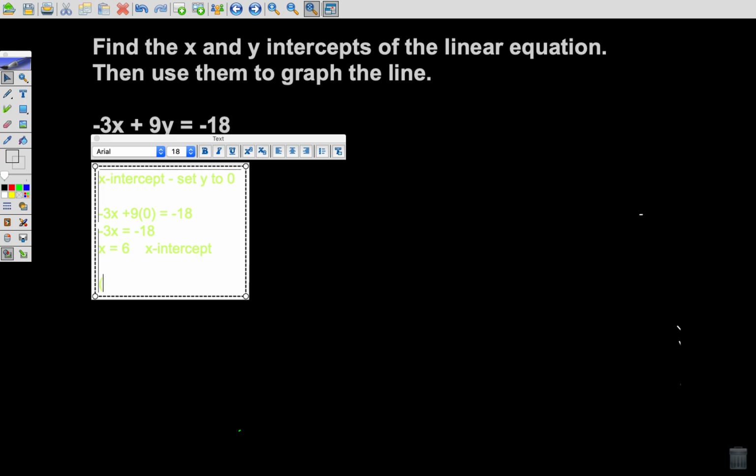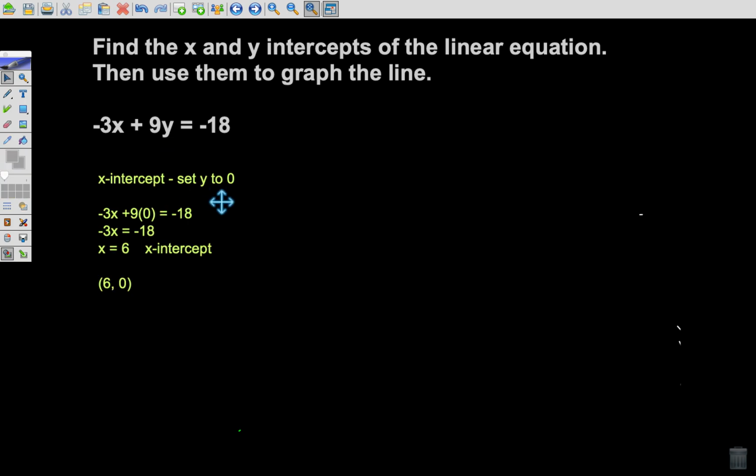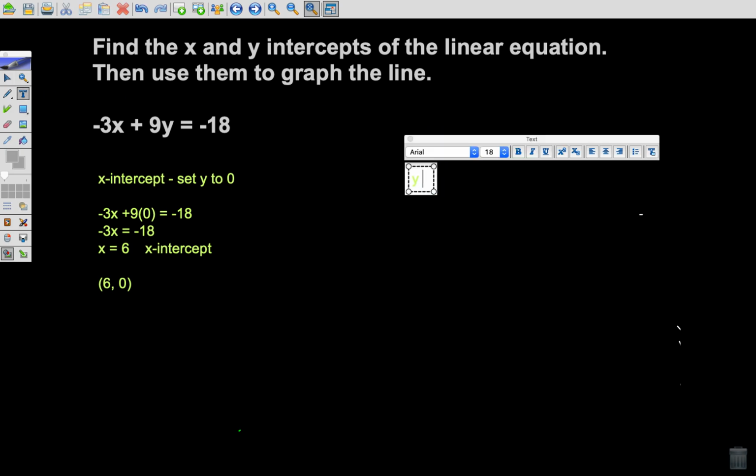So the point that we get from that in the form of xy is 6, 0. And the 0 comes from the fact that we made y 0. Okay, so our x is 6 and our y was 0, and that's our x-intercept. All right, now our y-intercept.